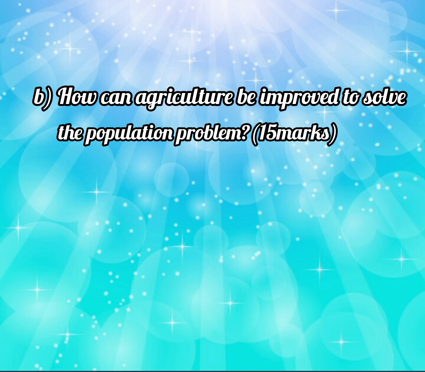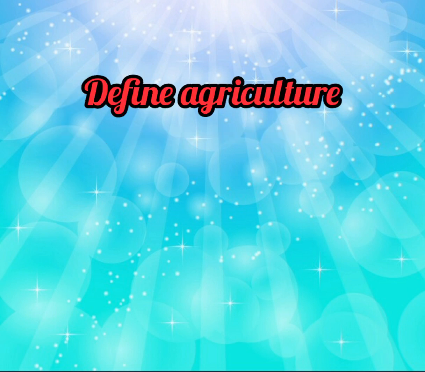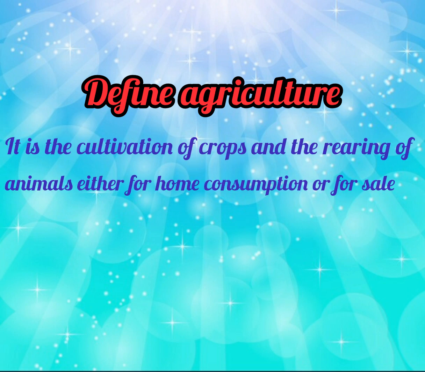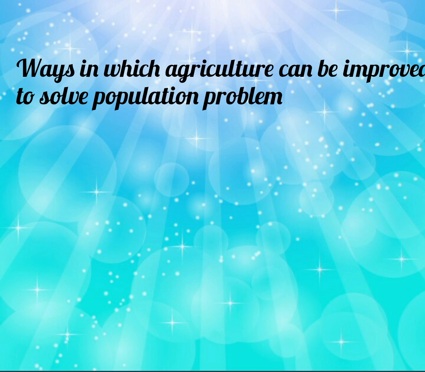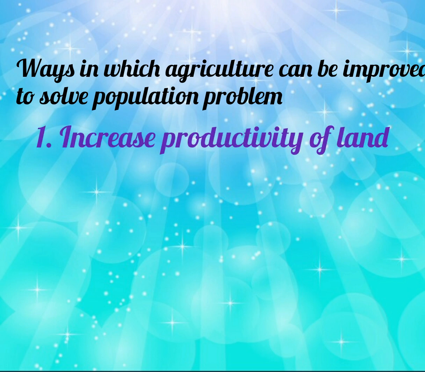Now with this question, firstly, you define agriculture. Agriculture is the cultivation of crops and rearing of animals, either for home consumption or for sale. Full stop. We bring out now a traditional statement: agriculture can be improved to solve population problems in the following ways. The first is to increase productivity of land. That's the first way.